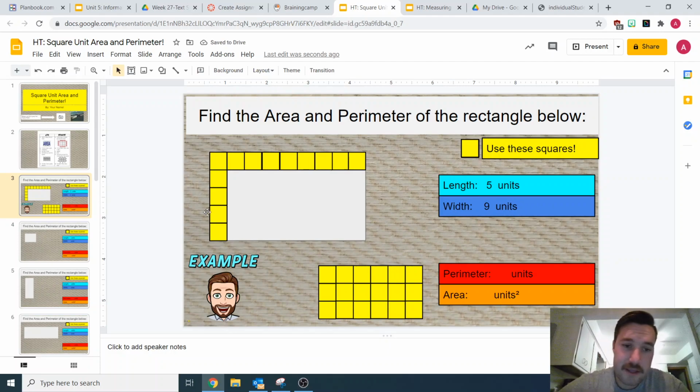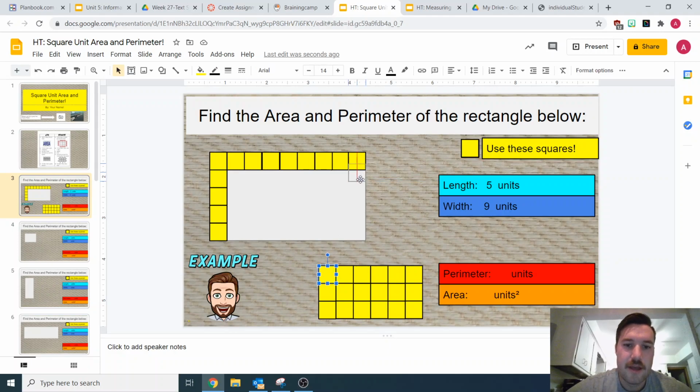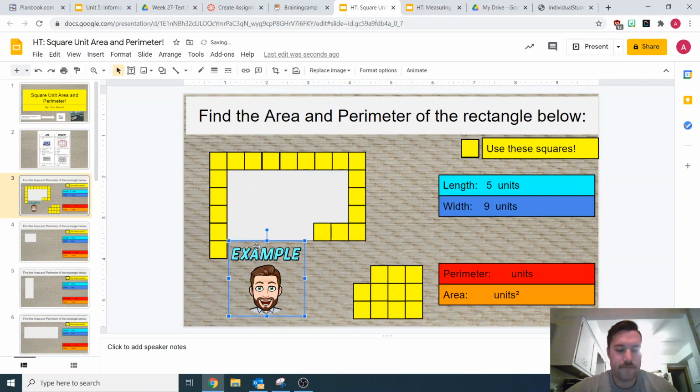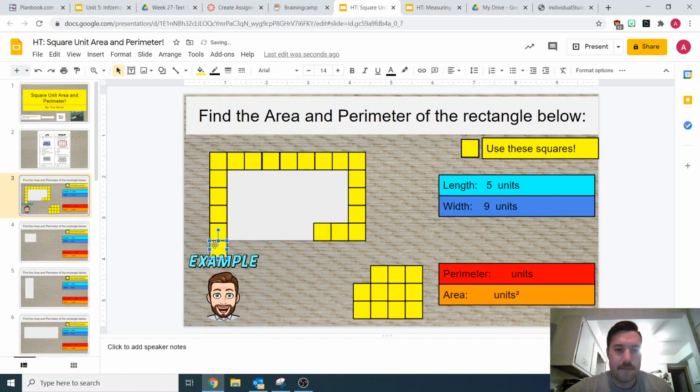In order to find the area and the perimeter, I'm going to need to fill in the rest of this shape. For perimeter, I'm going to fill in the outside, going around this shape, because I know that perimeter is the distance around a shape. You may have done this in Dreambox and put the squares on the outside of the shape, and that's okay. I'm doing it like this because I'm going to use the same squares to find area and perimeter.